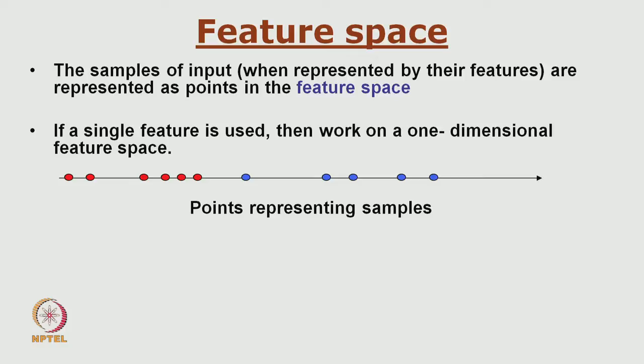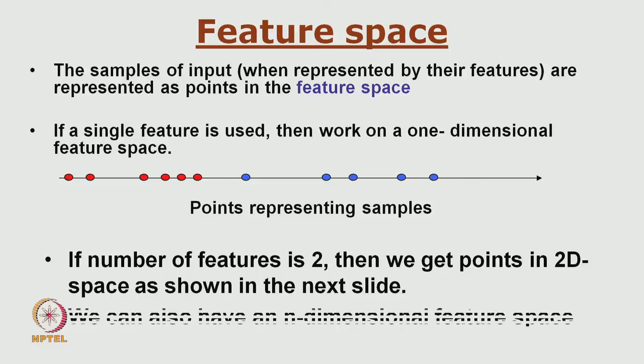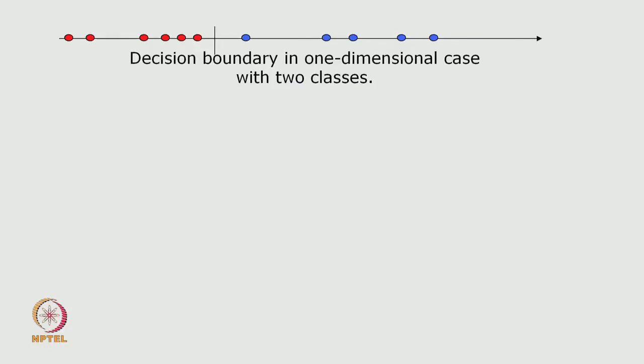Okay? Of course, you could ask a question right away: where is the decision boundary here? Where are the decision regions? We will come to that in a moment. But of course, the number of features could increase. When it is 2, you get points in 2D space, which we will see in the next slide. We can have the number of features as 3, then we go to 3 dimensions, and of course higher dimensions if the number of features is more than 3, in a typical n-dimensional feature space, sometimes called a d-dimensional feature space. We can have decision boundaries, decision regions and discriminant functions which are formed.